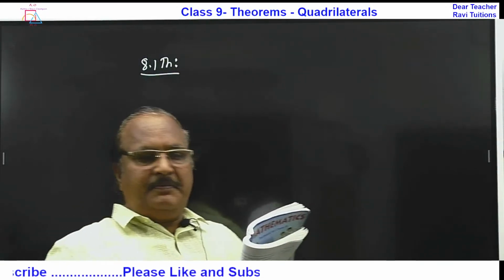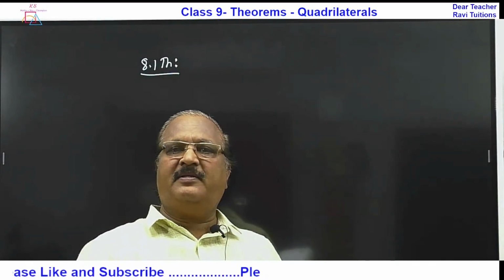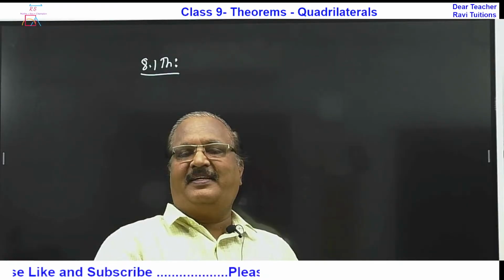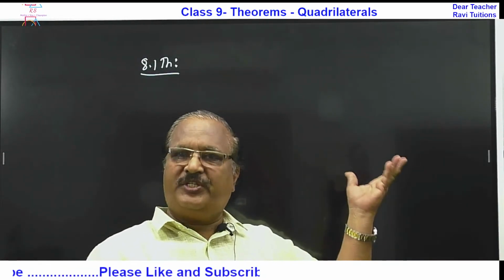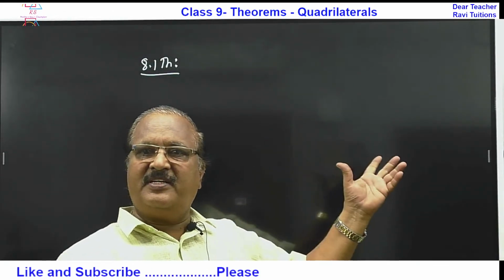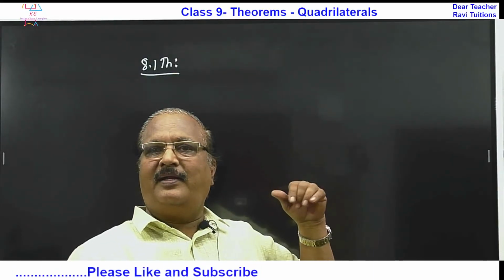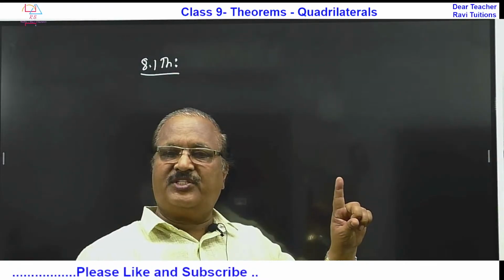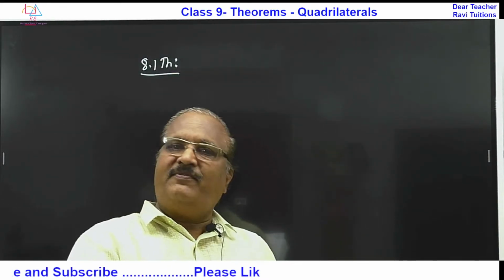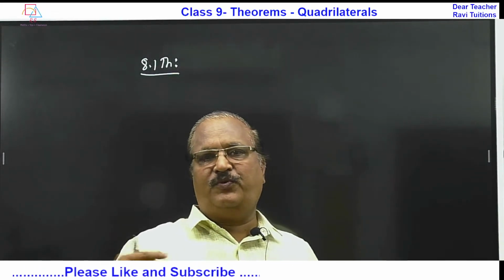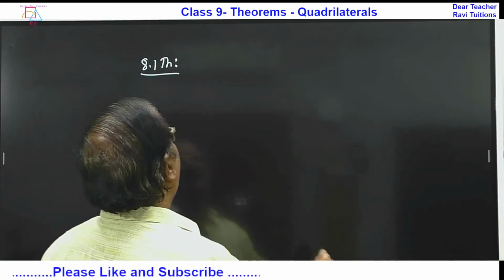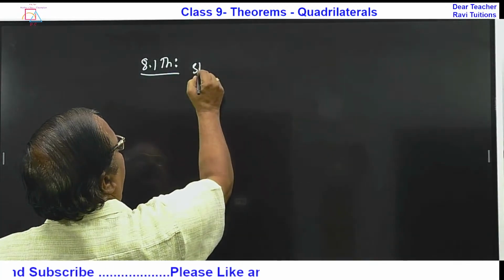For every theorem there will be one statement. Depending on the statement, we should draw a figure, and after drawing a figure you should write the figure details in the given. Then you have to indicate what we have to prove in the RTP section, required to prove, and if there is a construction you have to go for construction and then prove. These are the steps you have to follow. Let me write a statement first.